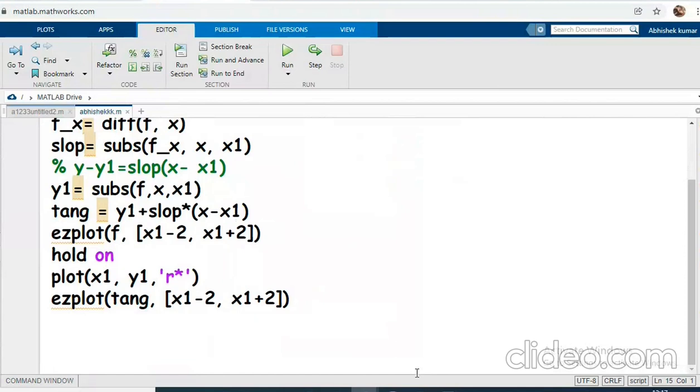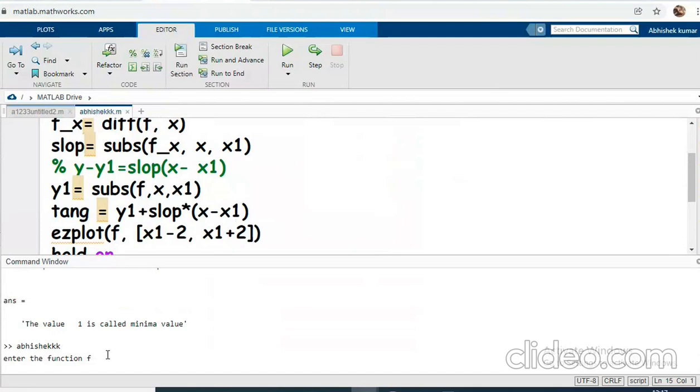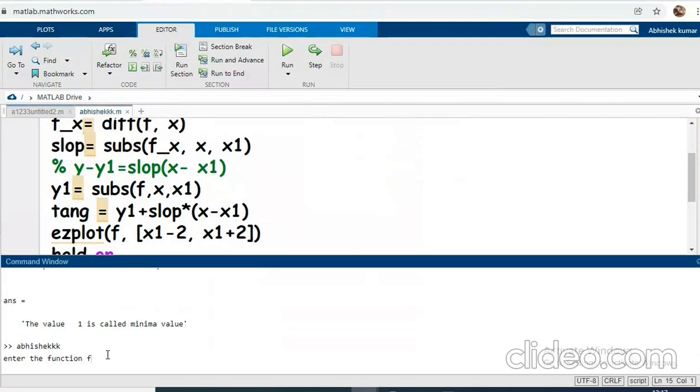Let us open the command window. Yeah, the command window is asking to enter the function f. Okay, so I'll put x square plus 1. This is the given function, and I'll take x equal to 3, at which we want to draw the tangent. Let us see.